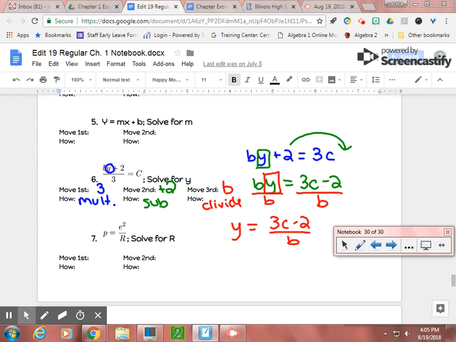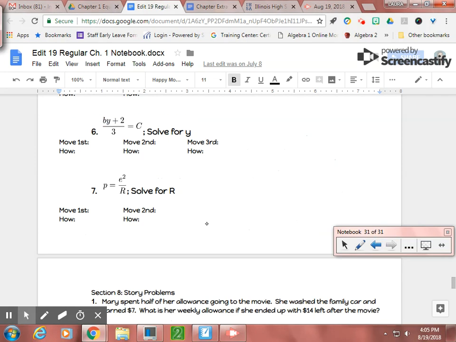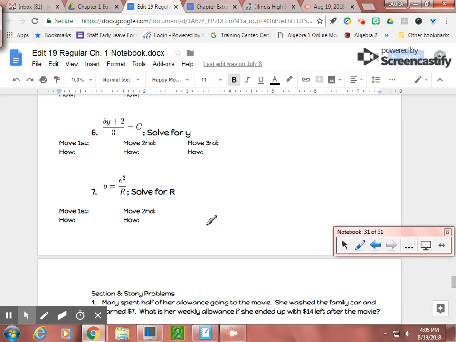Okay, so our last one on here, we are solving this one for r. So my first step is a little bit different than you would think. I have to get rid of the fraction. So I'm going to move the r to begin with. So I'm going to move the r to the other side, and how am I going to do that? By multiplying. This will make sense in just a second. So I have r times p is equal to e squared.